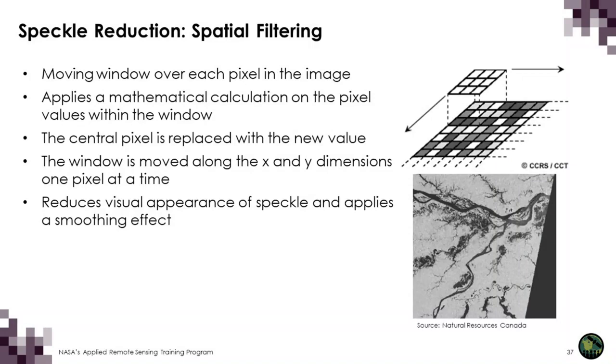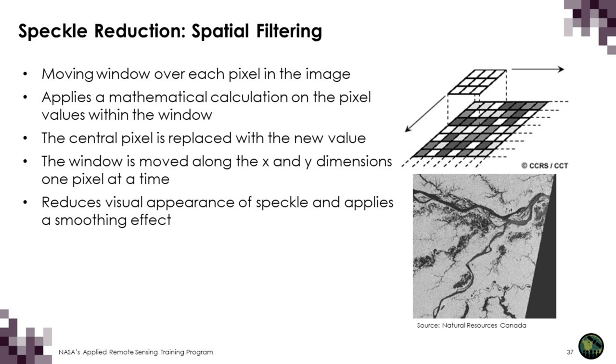So one way to reduce speckle is to apply a filter. And it consists in moving a small window of a few pixels in dimension, and that's all user-defined. Could be 3 by 3, 5 by 5. And you move this over each pixel in the image, applying a mathematical calculation using the pixel values within the window and replacing the central pixel with the new value. And the window is moved along in both the row and column dimensions 1 pixel at a time until the entire image has been covered. And by calculating, say, the average of a small window around each pixel, then there's a smoothing effect achieved and the visual appearance of the speckle is reduced.